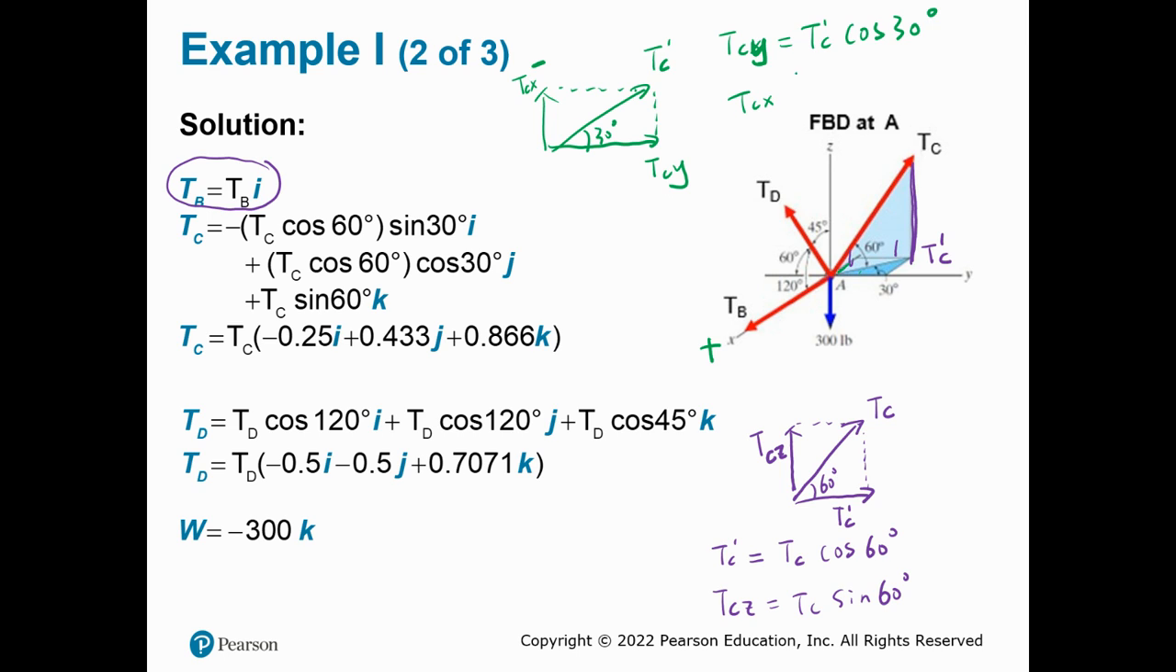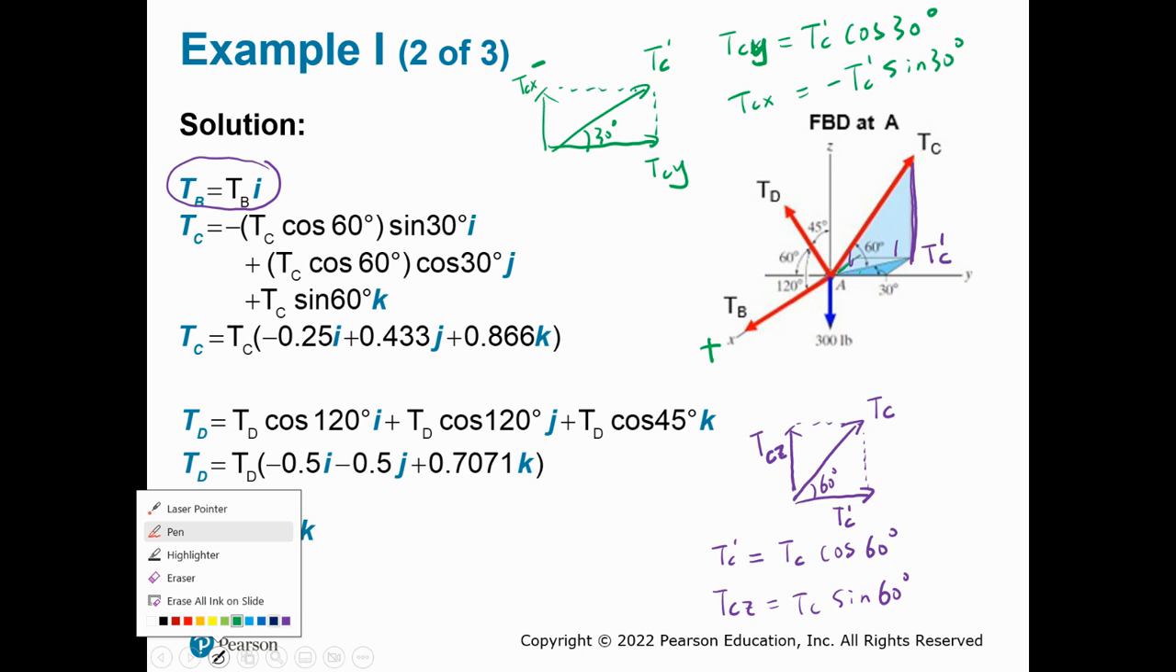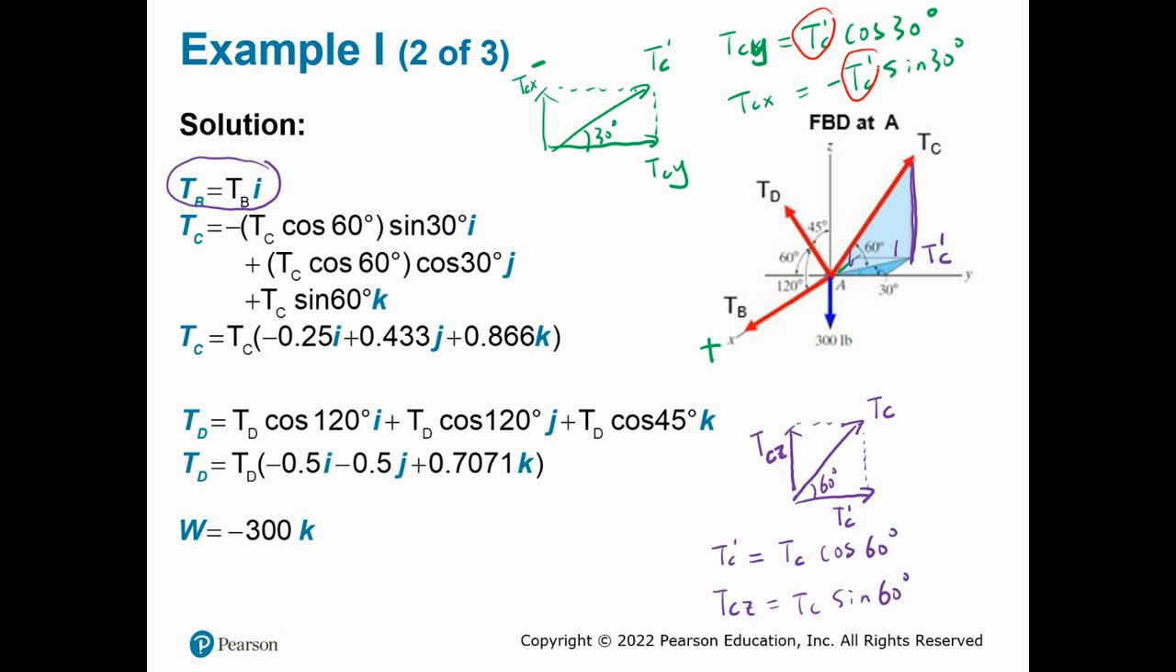And then your TCX is negative TC prime sine 30. And then over here, I am going to plug in the TC prime, plugging the purple to the green here. That will give me another set of equations, which says TC. So in this one, I am going to plug in with this one right here.